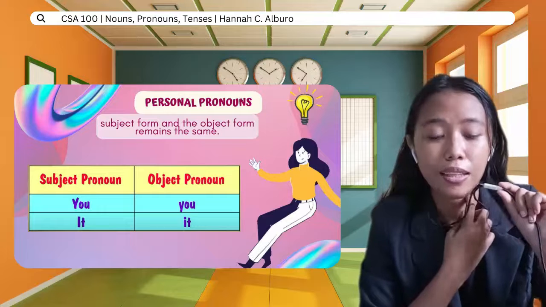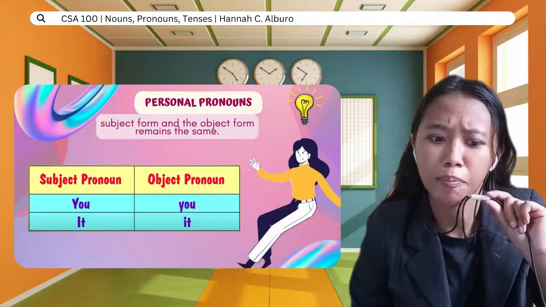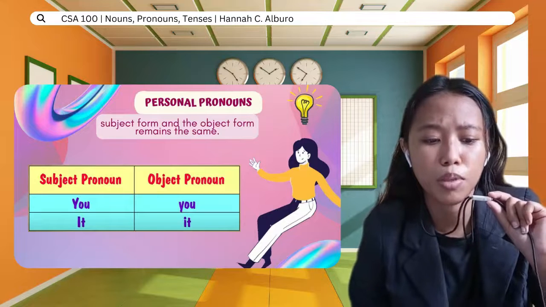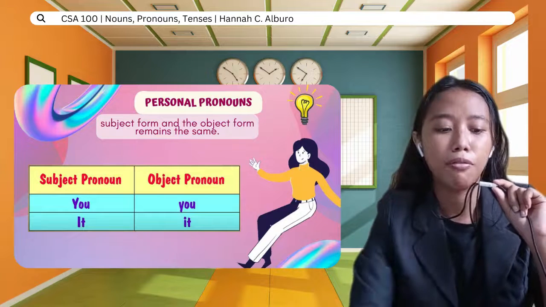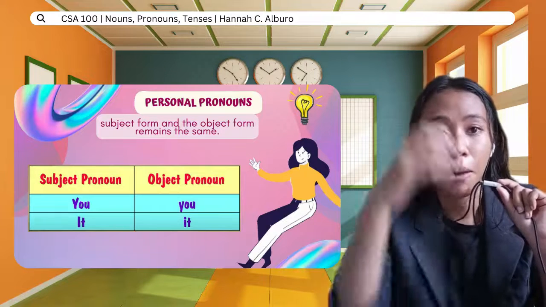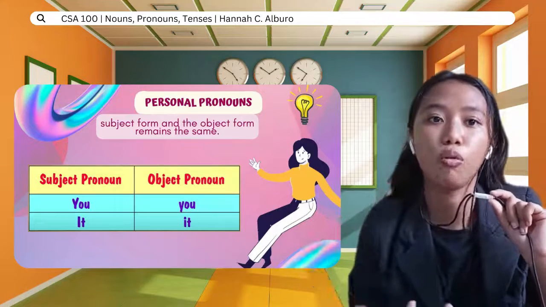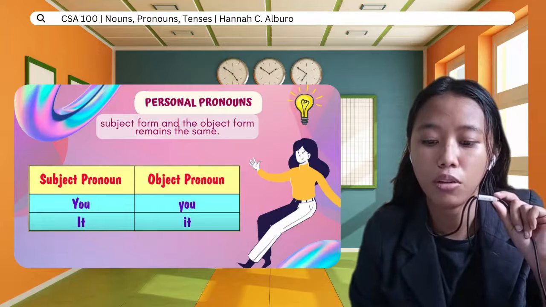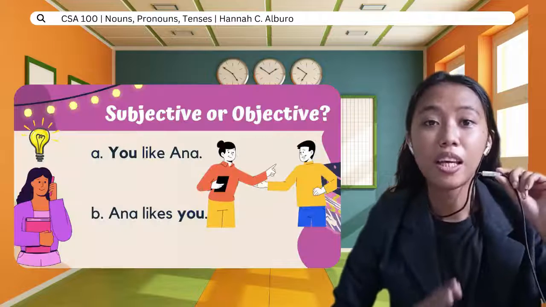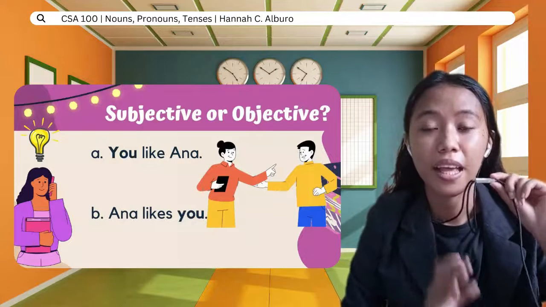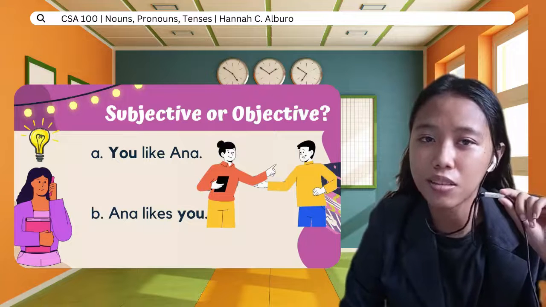Okay. Next, personal pronouns where the subject form and the object form remain the same. So, for the pronouns you and it, the subject pronoun and object pronoun remain the same. But we can still know the functions of these pronouns based on how they are used in the sentence. Okay, so for this slide, can you tell me which sentence is subjective and which sentence is objective?